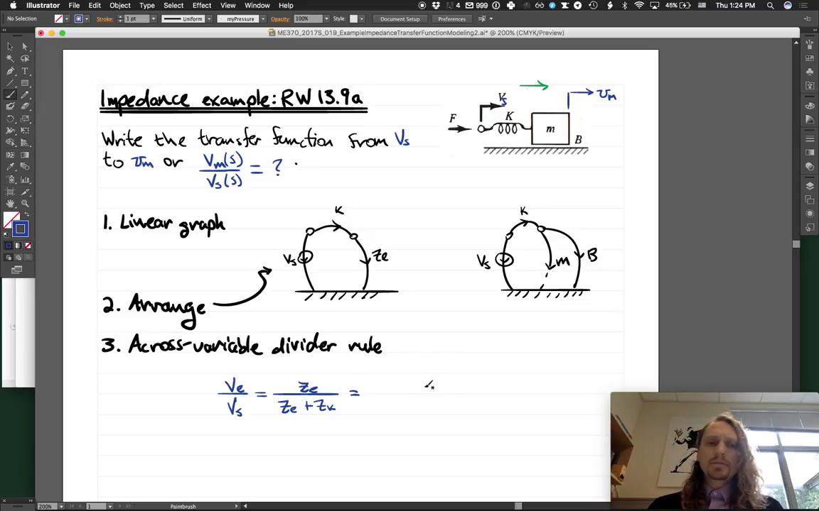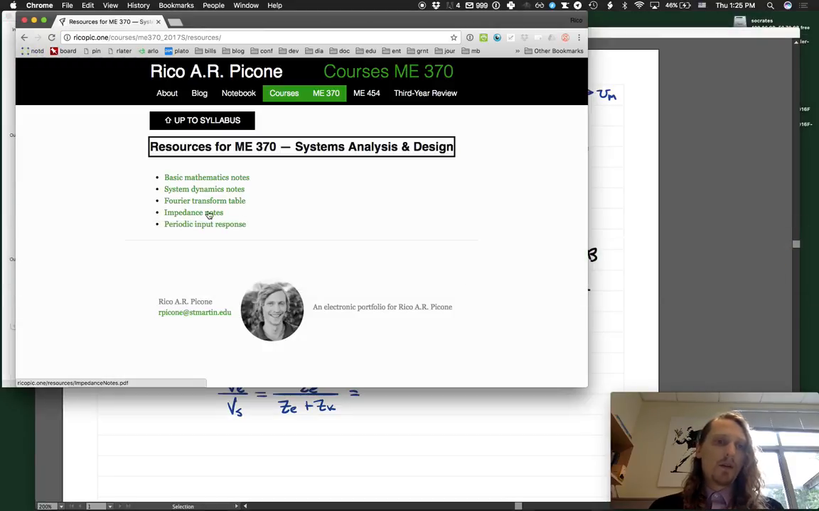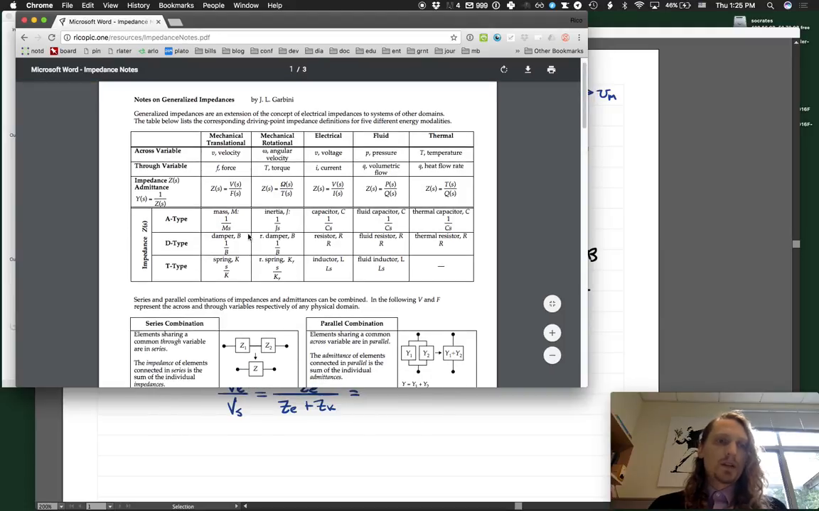Let's go ahead and plug that in. If we have M and B here, we need to know what ZE is. What is ZE? In parallel, we combine them using the shortcut formula: ZM ZB divided by ZM plus ZB. If we forget what those impedances are, we can always go back to the elemental equations, or don't forget about this nice handout on the website. We have a mass and a damper. The mass impedance is 1 over ms. The damper impedance is 1 over B.